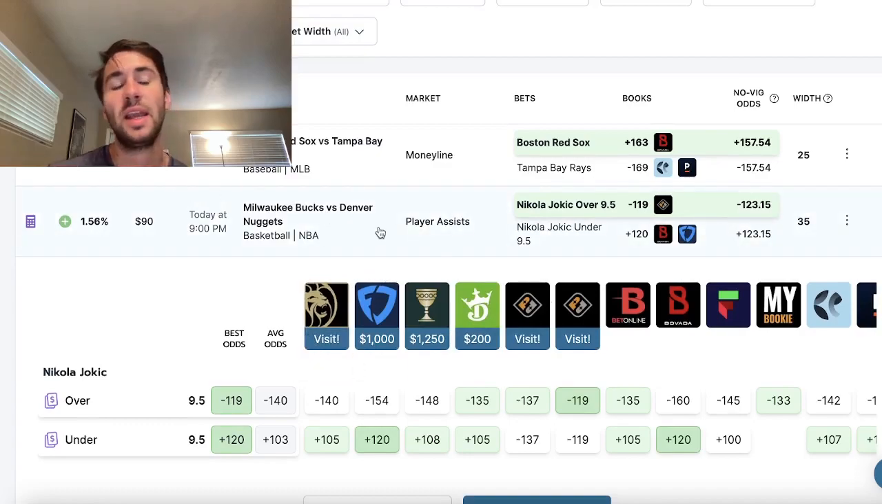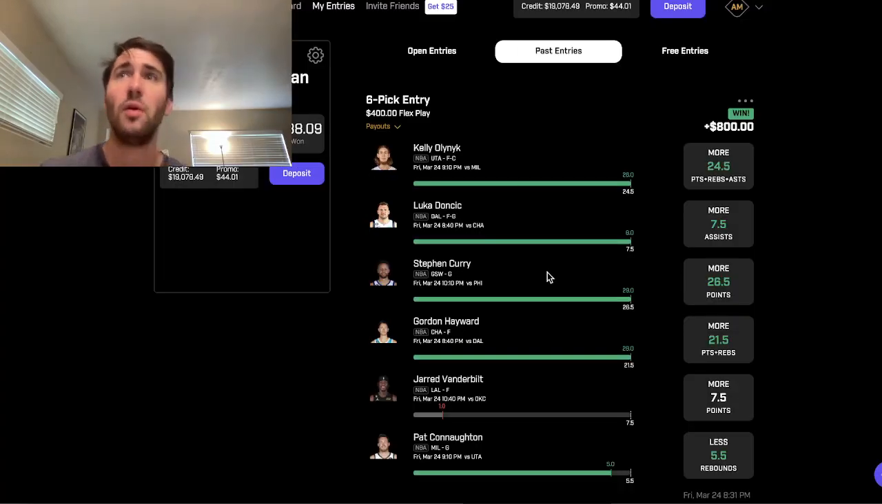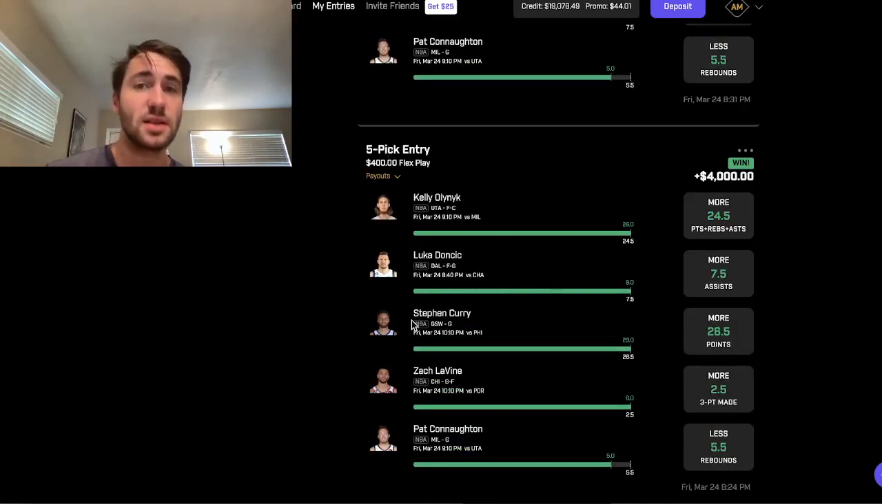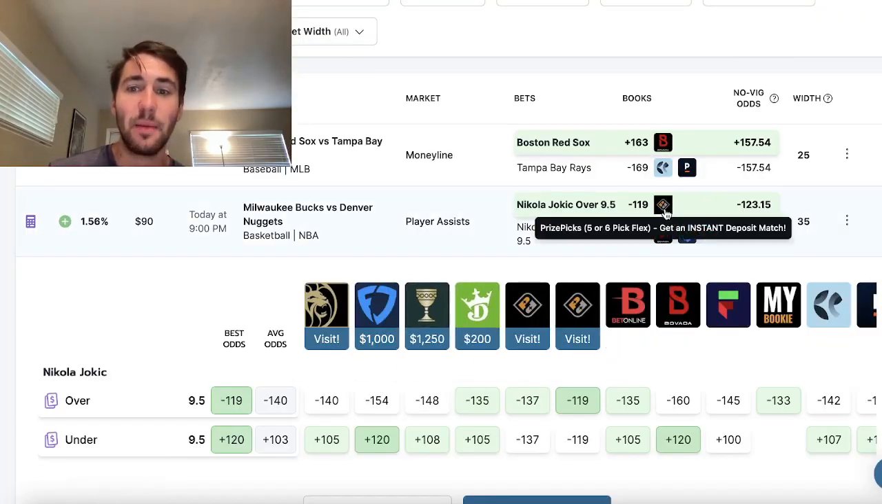So what you're going to see here is in the Bucks Nuggets game, this line is on PrizePicks, over 9.5 assists. So we know on PrizePicks we want to be playing 5 and 6 pick flexes. A lot of people would ask, why do you place 5 and 6 pick flex? It's because I've gone through the math and broken it down. I've studied these platforms, and I know what's optimal. When you're playing on PrizePicks, it is mathematically optimal to be playing 5 and 6 pick flexes. You're getting -119 odds in a 5 and a 6 pick flex.